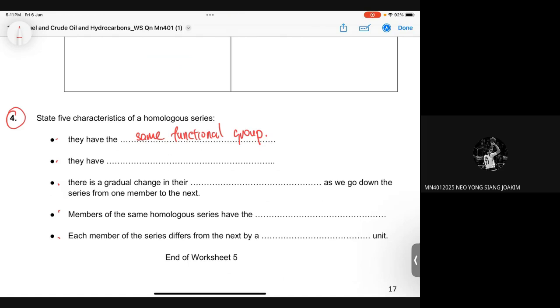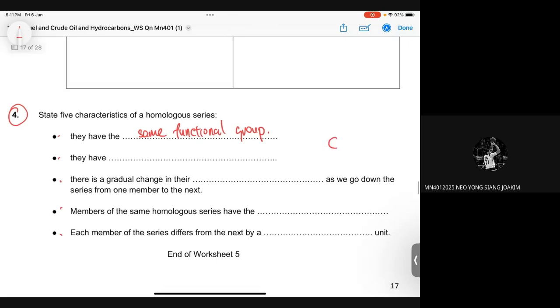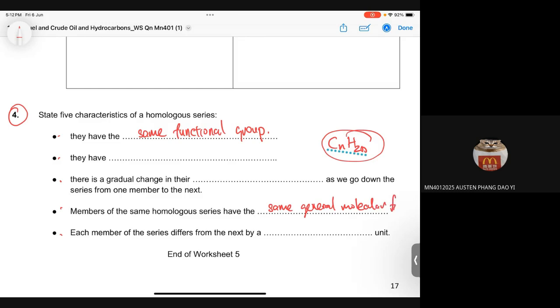We covered this just now. What is this thing called? Same formula. What formula? There's a specific name to this formula. Same general molecular formula. Okay, so they have the same general molecular formula. Isn't it just general formula? Yep, general formula also can, but I tend to put the word molecular there so that you're really looking at the molecule itself.